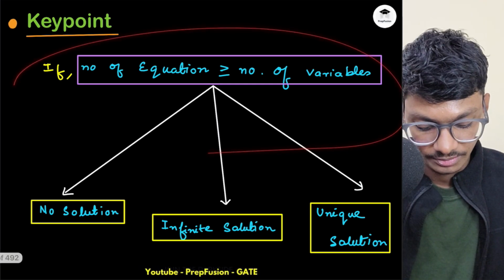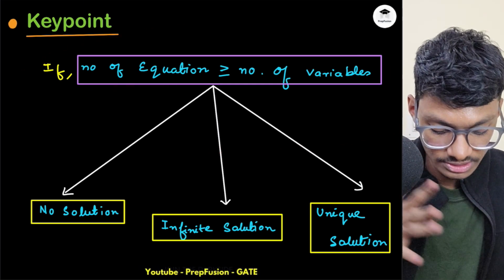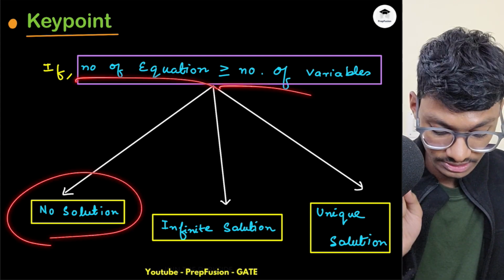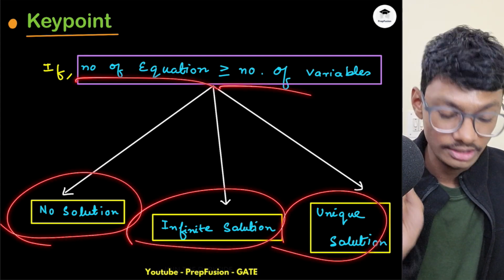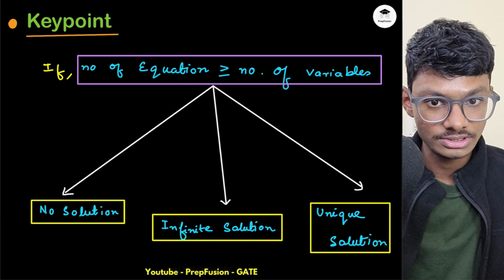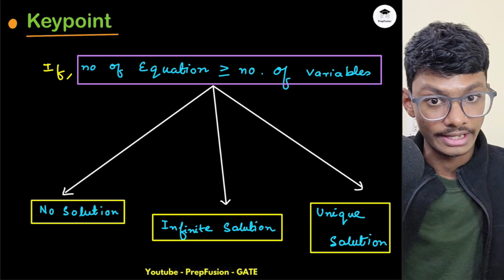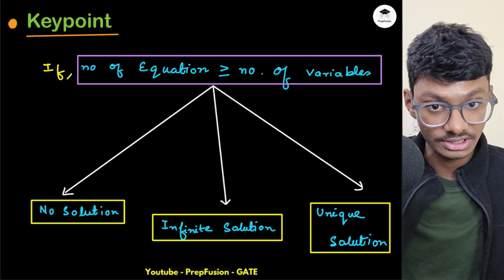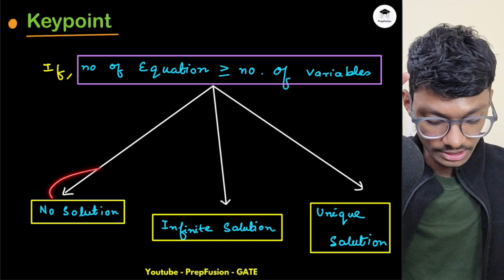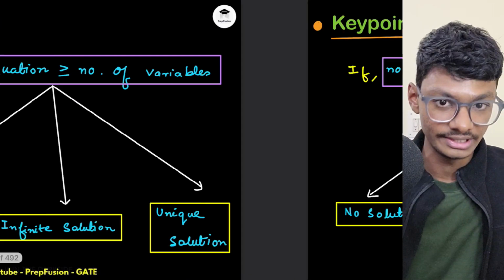This is just a summary. If the number of equations is greater than the number of variables, this is an important factor, then there can be no solution, infinite solutions, or a unique solution, because rank can still be equal to the number of variables. Then it can be a unique solution. Rank can still be equal to the number of variables, or rank can be less than the number of variables. So rank can be equal or less. Hence we are getting 3 possibilities.